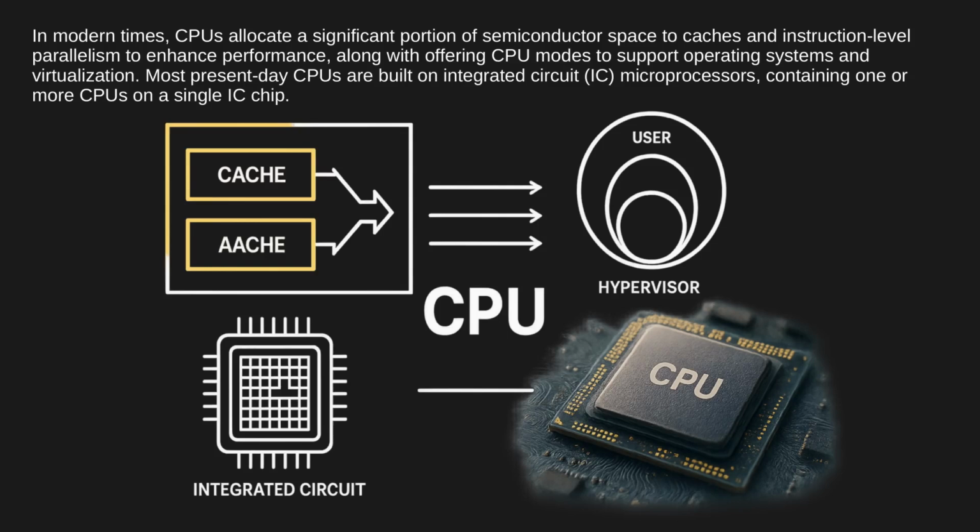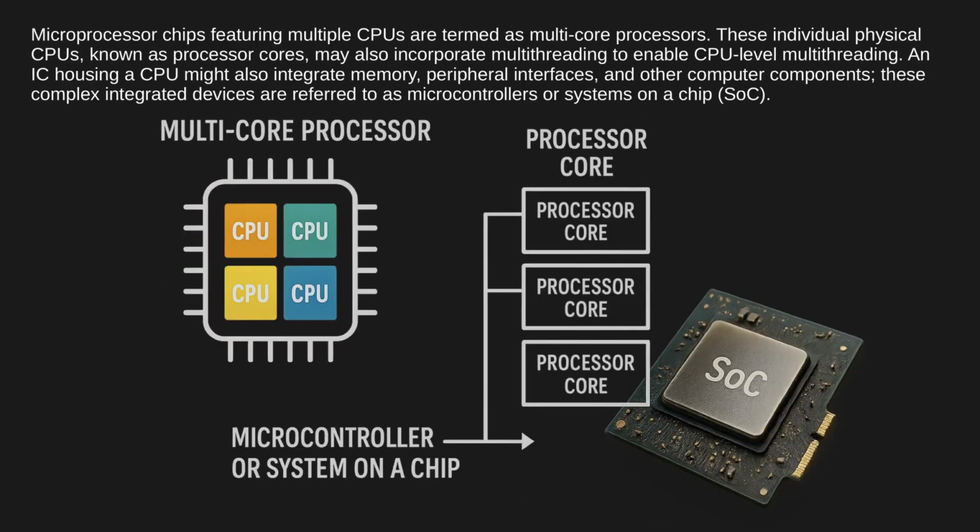In modern times, CPUs allocate a significant portion of semiconductor space to caches and instruction-level parallelism to enhance performance, along with offering CPU modes to support operating systems and virtualization. Most present-day CPUs are built on integrated circuit (IC) microprocessors, containing one or more CPUs on a single IC chip. Microprocessor chips featuring multiple CPUs are termed multi-core processors.